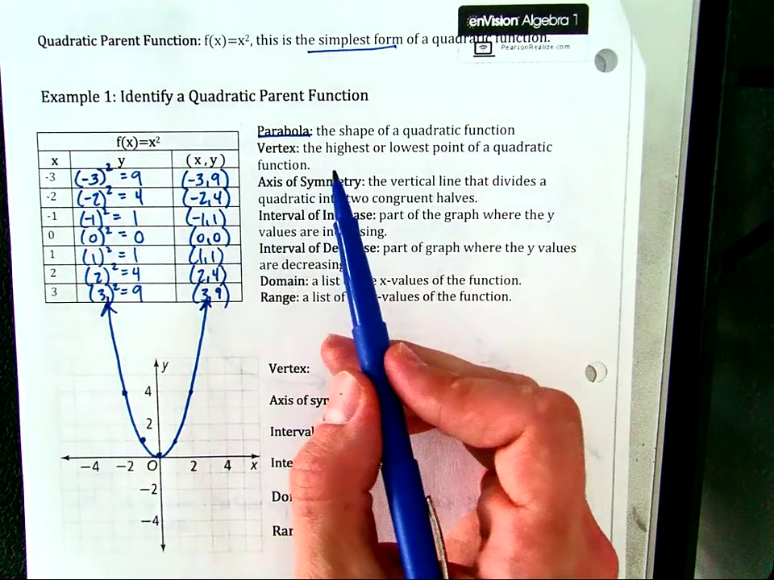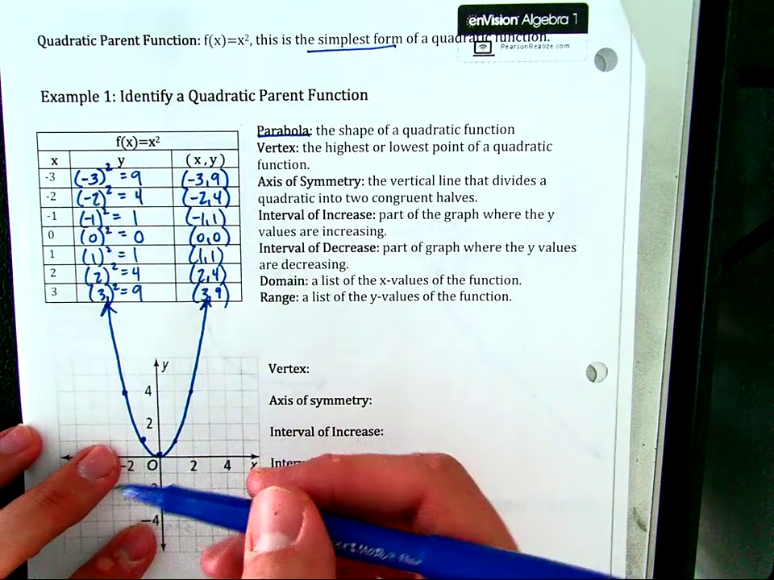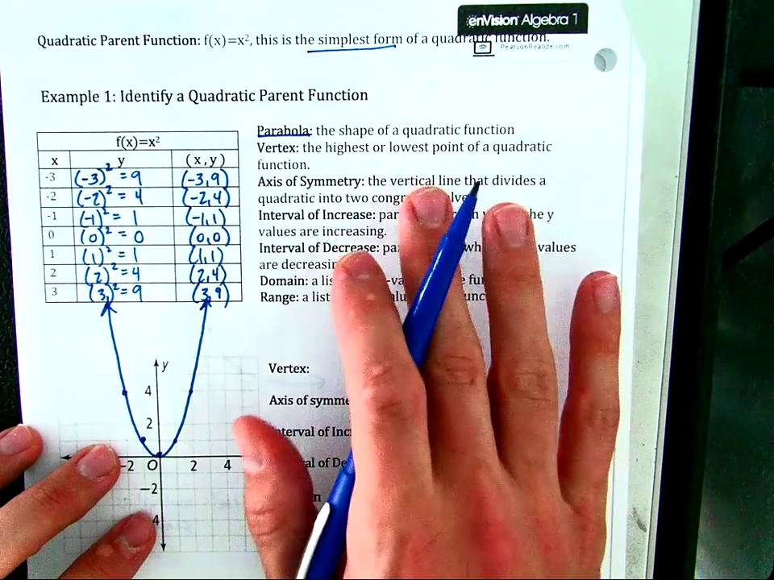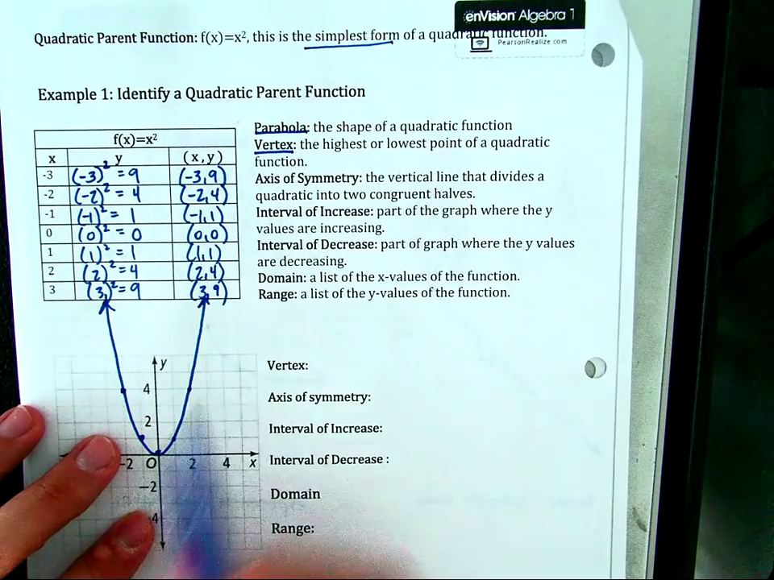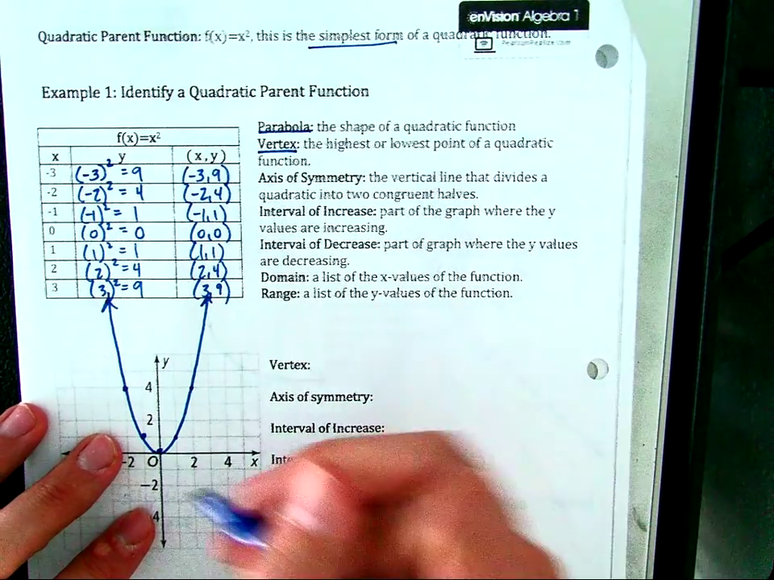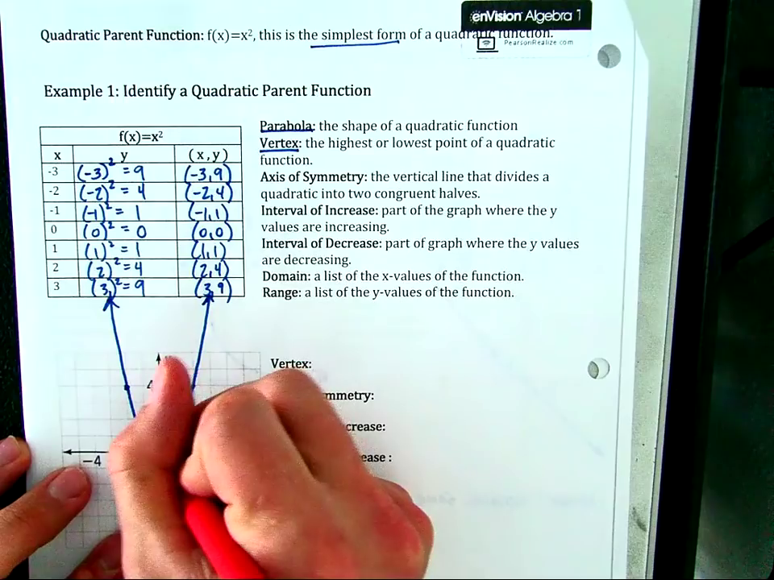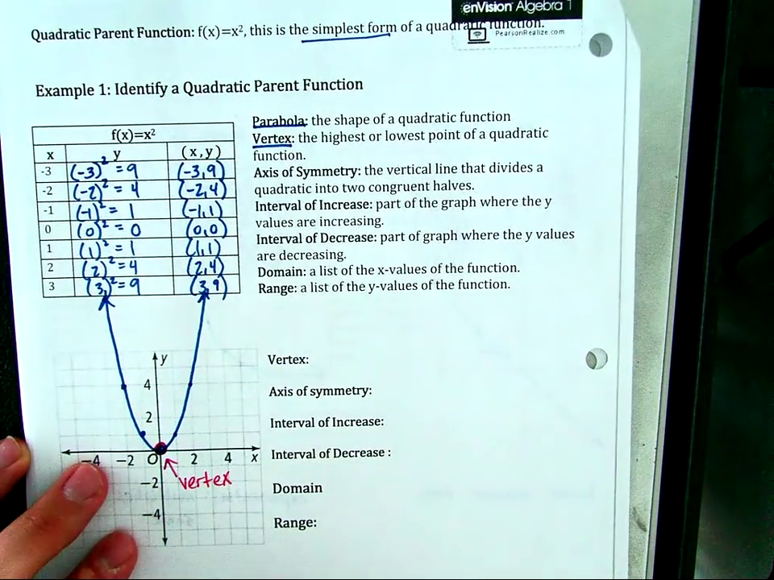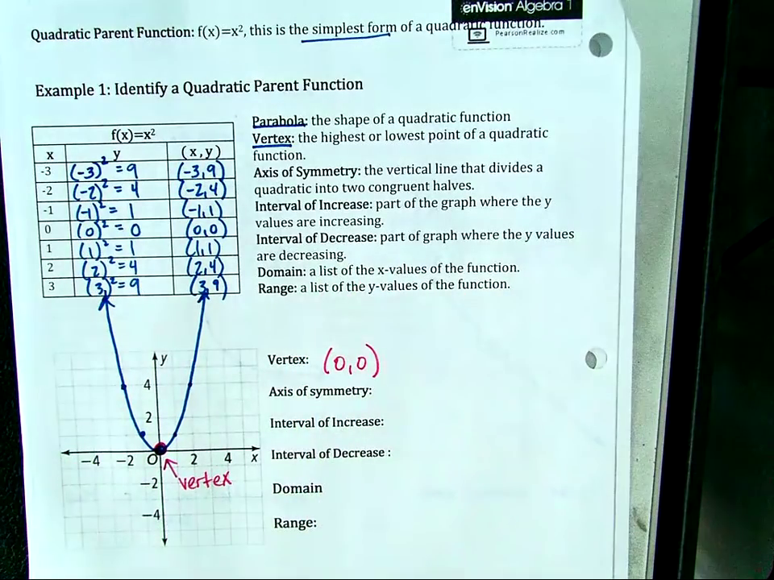The next thing, there are some key features that we're going to talk about. Just like we did with linear, where we talked about the y-intercept and slope, quadratics have key features as well, but there are a couple more. The first one, and probably the most important, is the vertex. The vertex is the highest or the lowest point of a quadratic function. So right here on our graph, this is our vertex. For this particular one, it's the point 0, 0. It's at the origin.